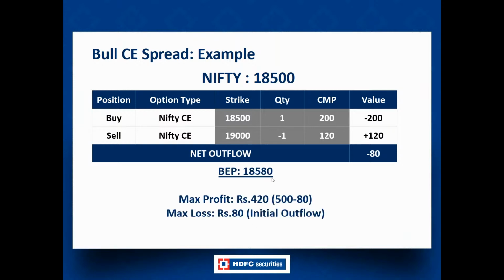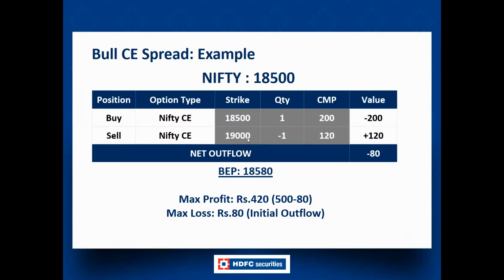Here your break-even point would be 18,580, because 80 rupees is your cost, so you add 80 to 18,500. Net, 18,580 is your break-even point. And the maximum profit for this strategy is 420 rupees. If Nifty closes on or above 19,000, you will make 420 rupees per share as the maximum profit.